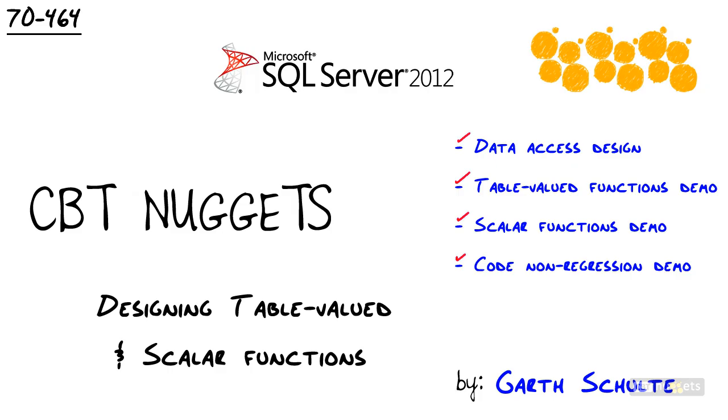In this CBT Nugget, we learned how to design table-valued and scalar functions. We started off with data access design, where we went over all the objectives. Specifically, we covered what code non-regression is and the difference between row and set-based operations. We jumped into the virtual Nugget Lab, where we learned all about table-valued functions, saw the difference between inline and multi-statement table-valued functions and how to build each one of them. We took a look at scalar functions and saw how to use them, and also how to use them as the engine to a computed column. And then at the end, we took a demo on code non-regression and saw how to protect our front end by shielding the back-end schema with a middle data access layer.